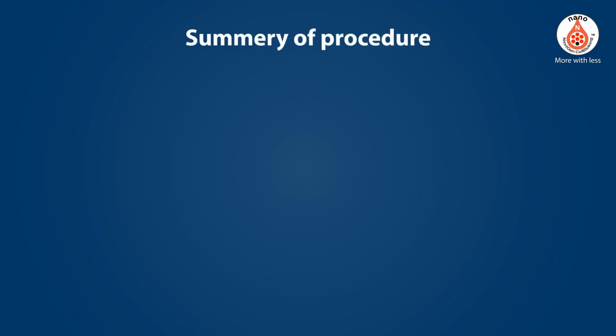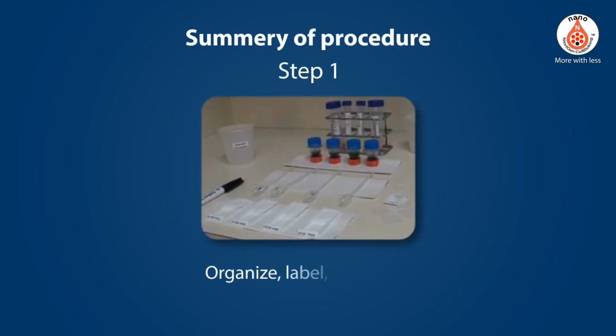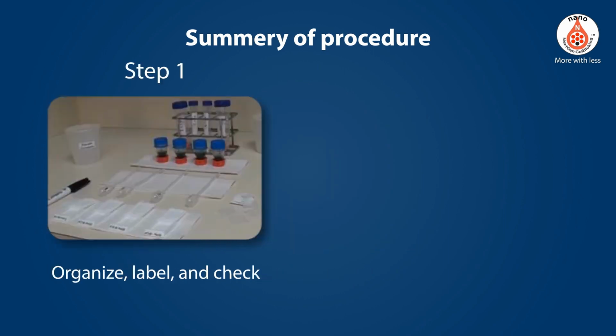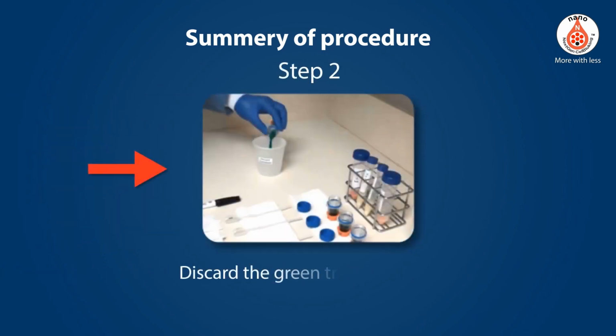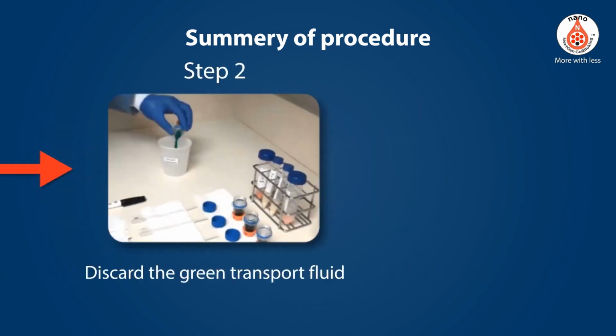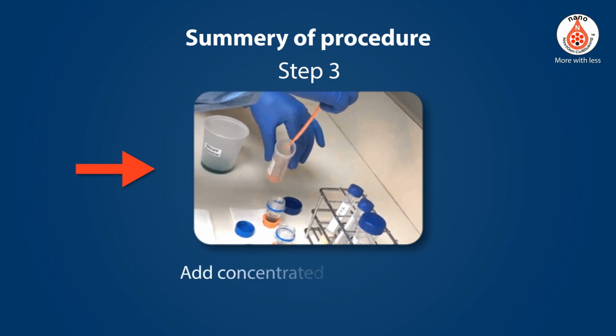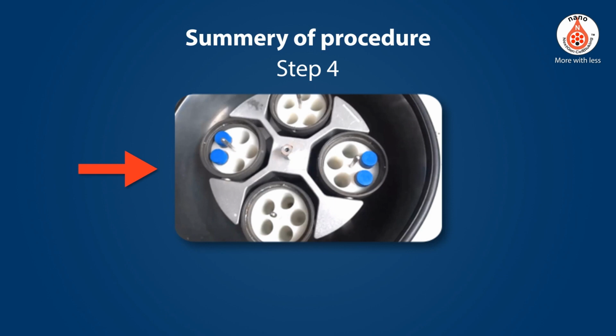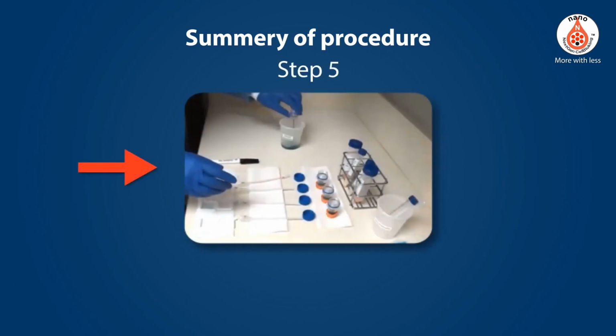Summary of procedure. Step 1. Organize, label, and check. Step 2. Discard the green transport fluid. Step 3. Add concentrated specimens to the respective nano units. Step 4. Centrifuge at 2500 rpm for 3 minutes. Step 5. Discard the supernatant.